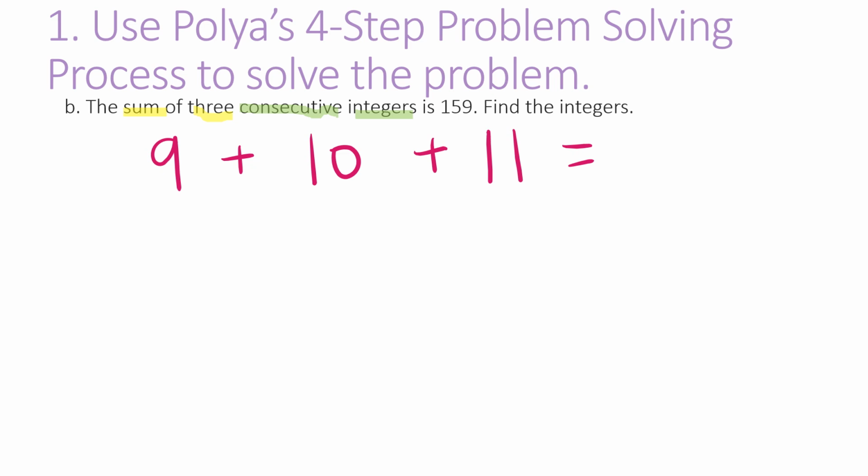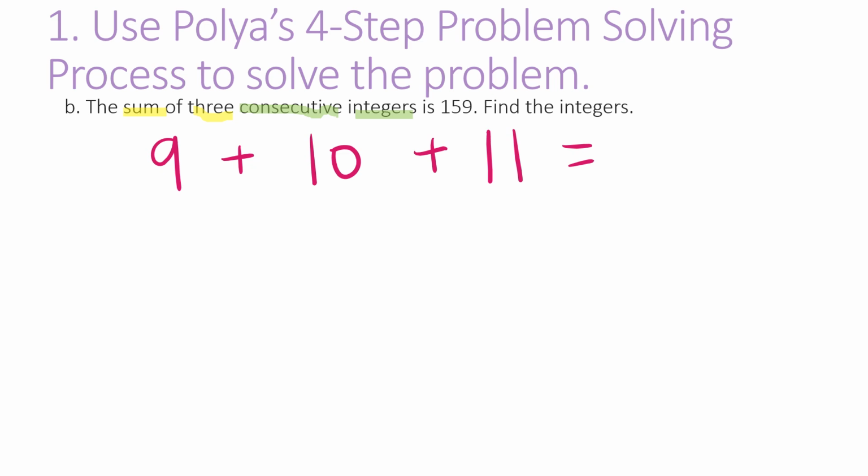All right, so now that we understand the problem, let's devise a plan. I've just given you an example of 3 consecutive integers, so let's just use these as a sample problem. We'll see how big of a number this gives us, and that'll give us an idea of if we're even in the right range. All right, so 9 plus 10 plus 11. 9 plus 10 is 19, plus 11 is 30, right?